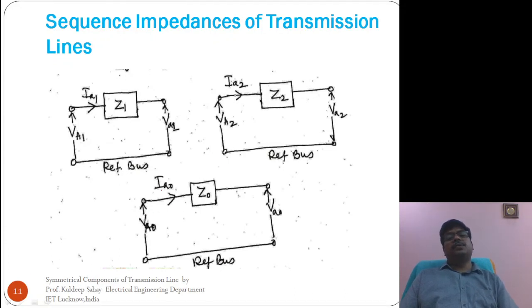So the positive sequence with a Z1 impedance, positive sequence current I1 passing, so VA capital 1, here this will be VA small 1. Similarly negative sequence current and negative sequence impedance, and zero sequence impedance and zero sequence current. So these three are independently represented because these impedances have no impact from the other two phase sequence currents or voltages.